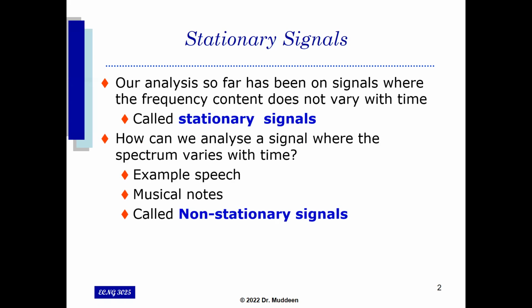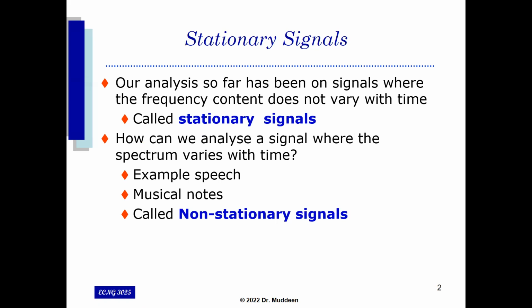But there are certain types of signals, for instance, speech or musical notes, to give an example, where the spectrum or the frequency content is time variable. So in other words, if you look at the spectrum at time 0, and then you look at the spectrum at time 10, let's say, the spectra are different. Same thing for musical notes.